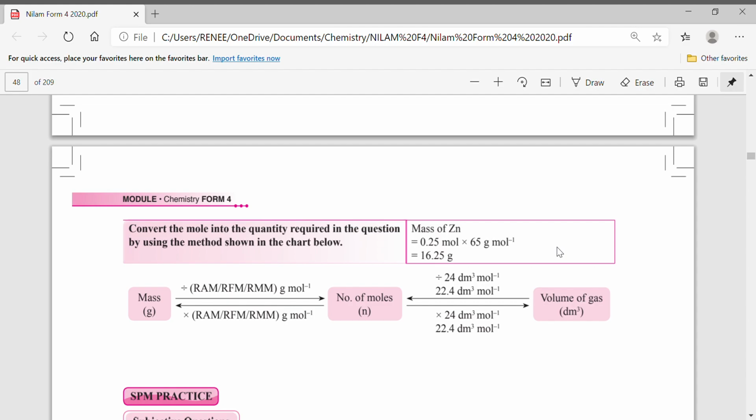To find the mass of zinc, we need to use the formula number of moles equals mass over molar mass. So the mass of zinc is the number of moles multiplied by the molar mass of zinc. So the final answer in the example is 16.25 gram.